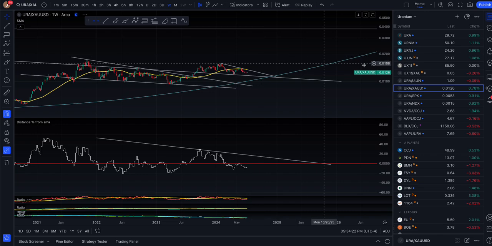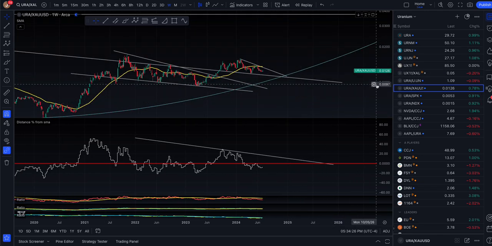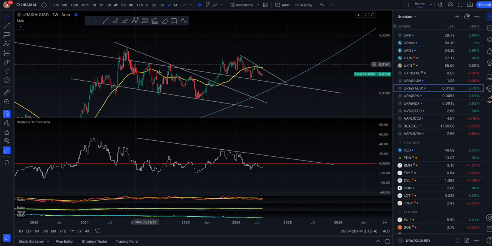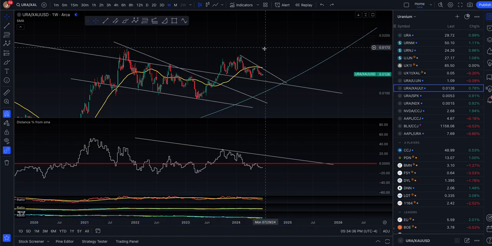We can drop into the weekly. And again, this has a wedge formation, a big bullish wedge breakout. We're retesting that. There's also a big downsloping resistance line that we're now confirming as support.